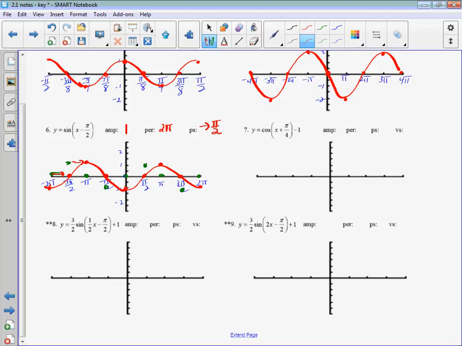So let's look at 6. Or 7, sorry. What's your amplitude? 1, okay. What's the period? 2 pi. And guys, I actually want to change this graph. Make this x plus pi, not x plus pi over 4. It's going to make your life a whole lot easier.